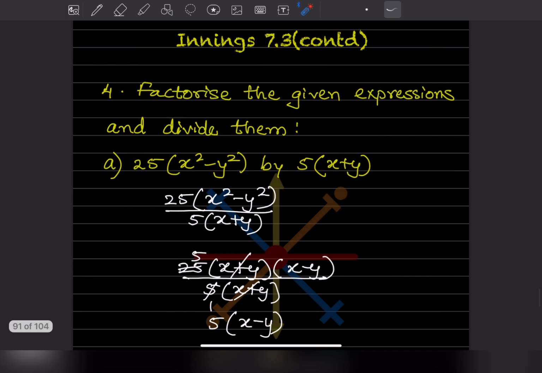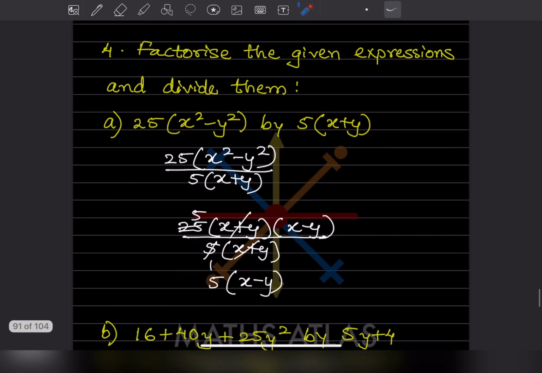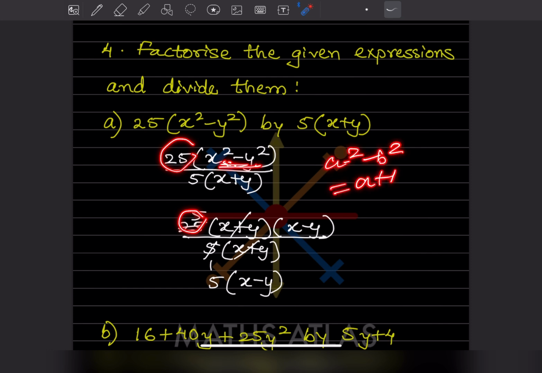So here, factorize the given expressions and divide them. Now see here, 25x square minus y square divided by 5x plus y. The same thing is written in this way. This is division, so first we have to factorize. This 25 you will write as it is, so this is in the form of a square minus b square. You know a square minus b square is a plus b and a minus b. So this will be 5x plus y and 5x minus y, and the denominator the same.